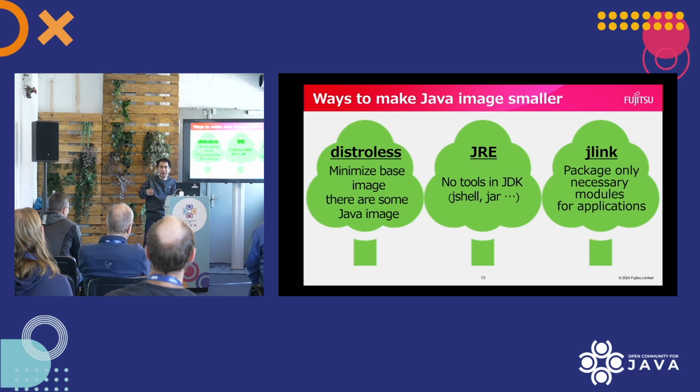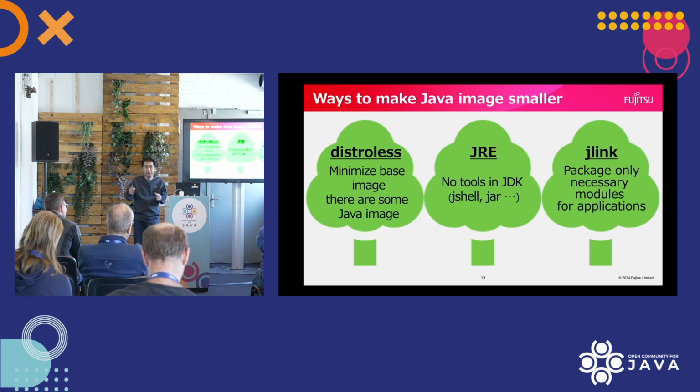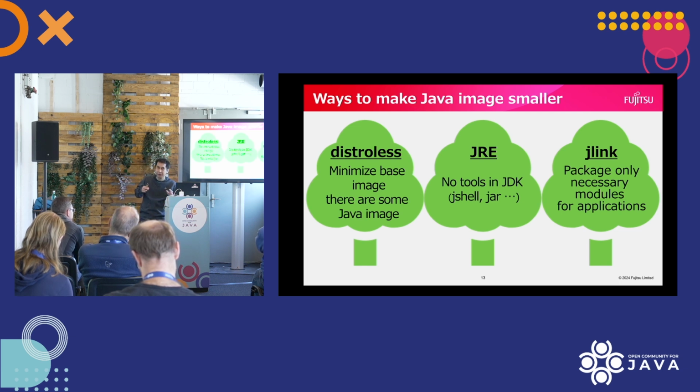So now we understand smaller size image is good for security. But next question is, how can we make the Java image smaller? There may be a couple of ways. One option is using distroless image, which is a very small image. And another one is using JRE, which is a subset of JDK.